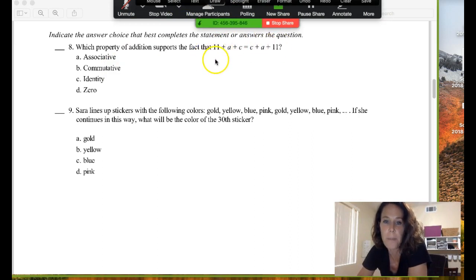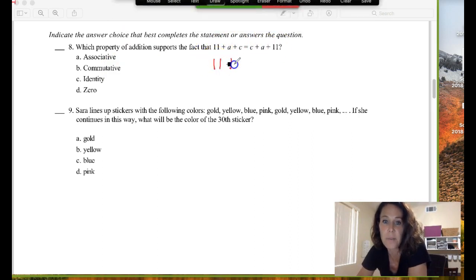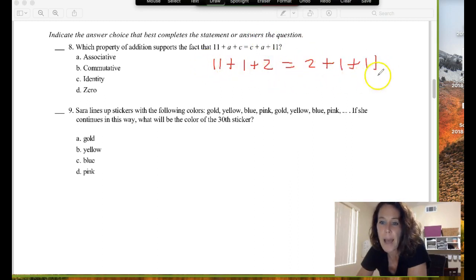So if these were numbers, I could say something like this: 11 plus 1 plus 2 is the same thing as 2 plus 1 plus 11. It doesn't matter which order I add in with addition and also multiplication. So this would be commutative property. I flipped around the A and the C and the C and the A. I flipped these around, and I flipped around the 11 from here all the way to here. So that would be the commutative property.